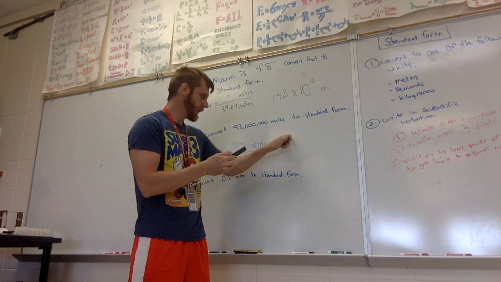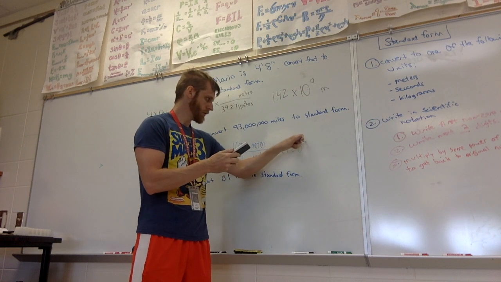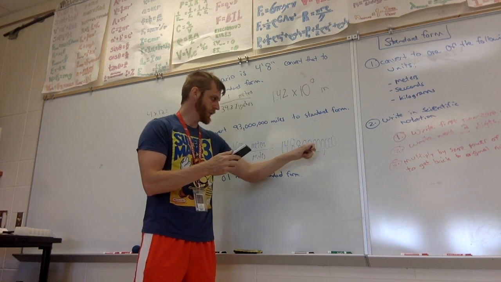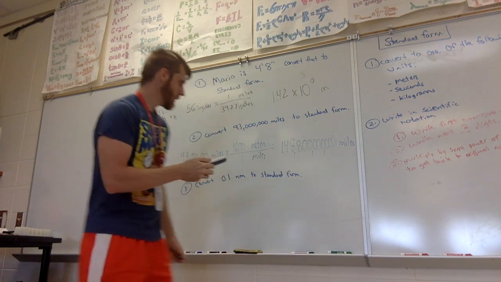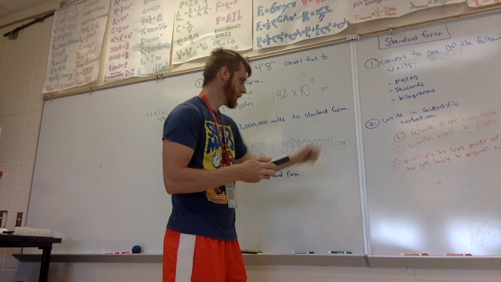So 1, 4, 8, 8, 7, 8, 9, 10, 11. It gave me this really big number. Miles. Oh my gosh. Sorry, meters. Symbol for meters is just M.